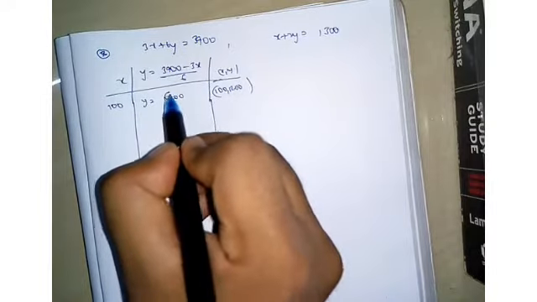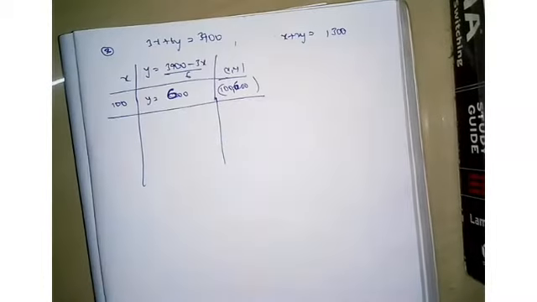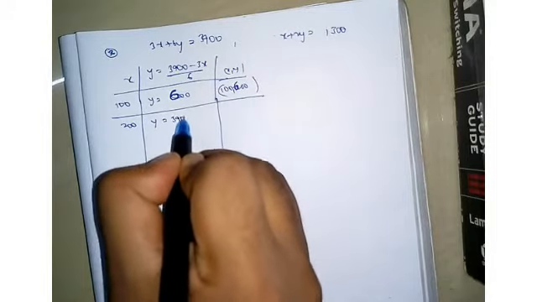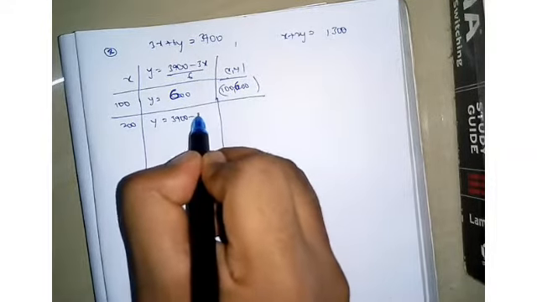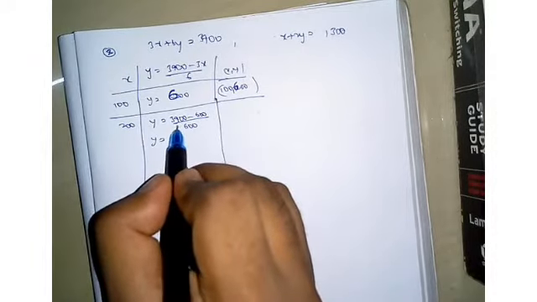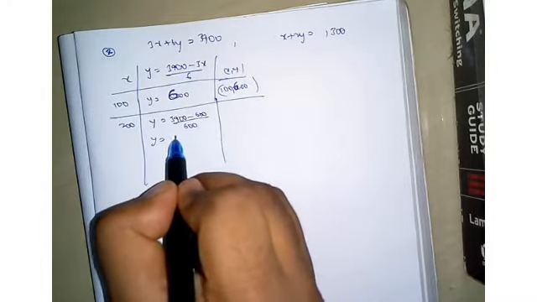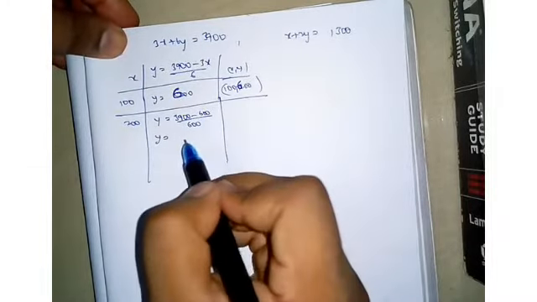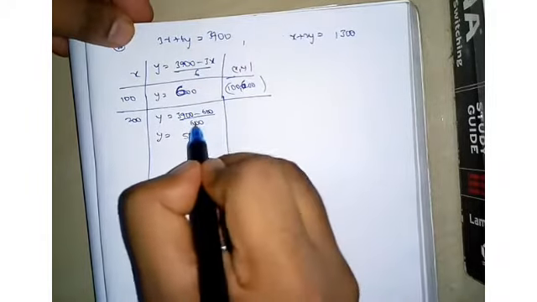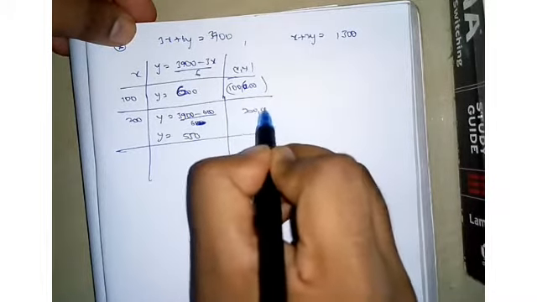So 36 by 6 is 6 actually, sorry. Next is x equal to 200. For 200, y will be equal to 3900 minus 3 times 200, which is 600, by 6. So y will be equal to 3900 minus 600, which is 3300. So 3300 by 6 will be 550. Not 600, sorry, by 6. It will be 550. So the point is 200 comma 550.